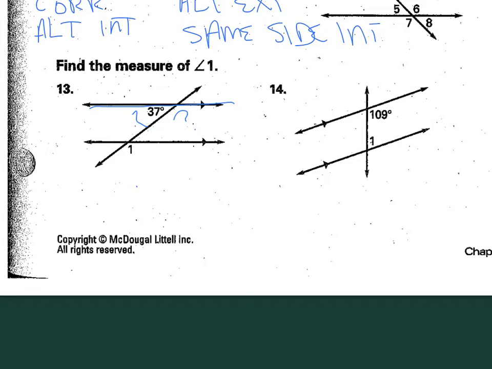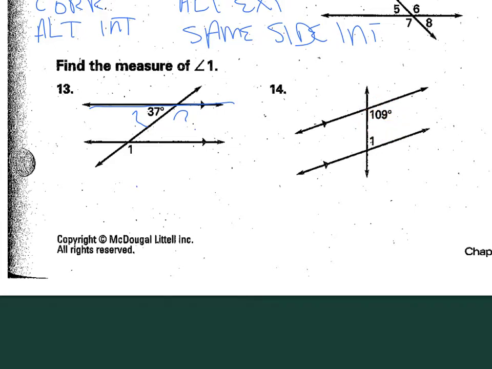Figure this other guy out right here first, and then you should be able to figure out all the rest of the angles using what you know about alternate interior, alternate exterior, same side interior, or corresponding angles. Also, one thing, don't forget vertical angles, angles that are back to back to each other. They're going to be congruent. So that's number 13.